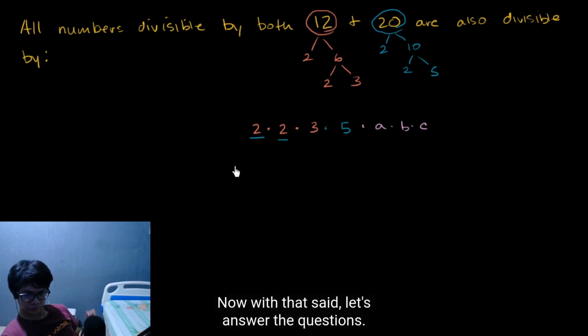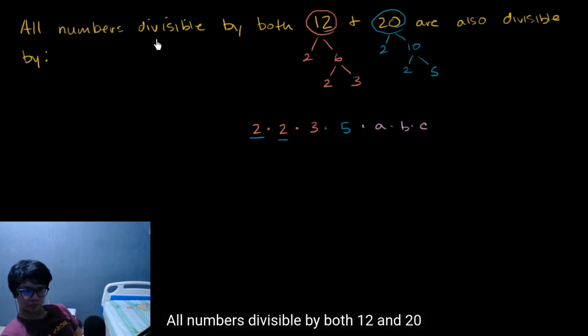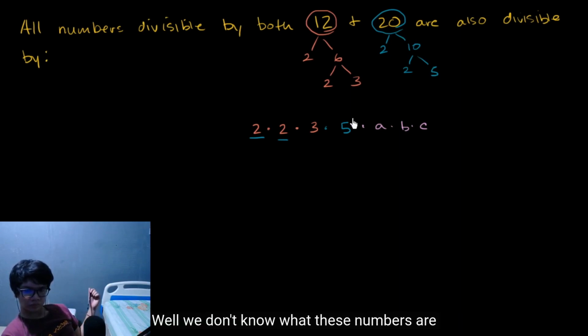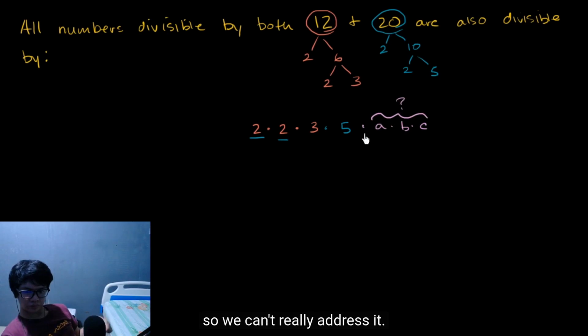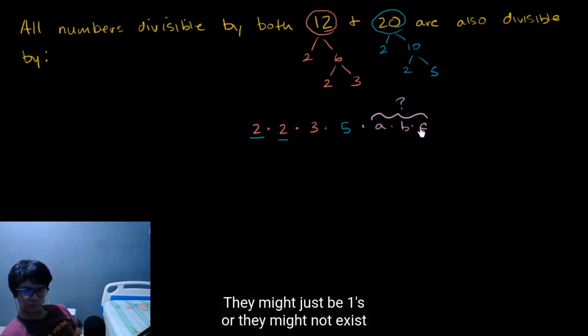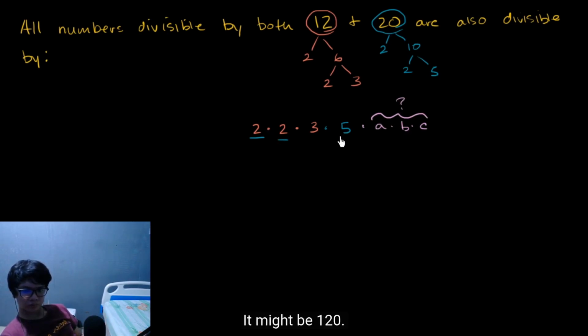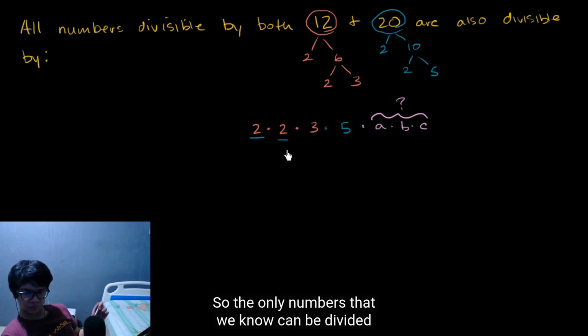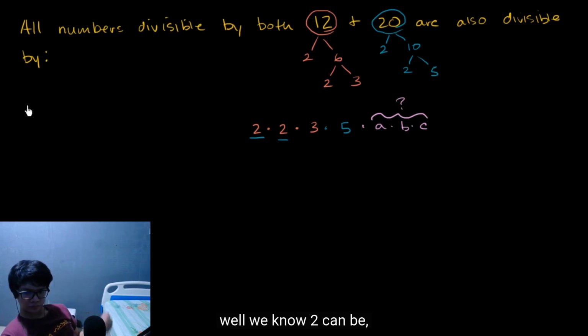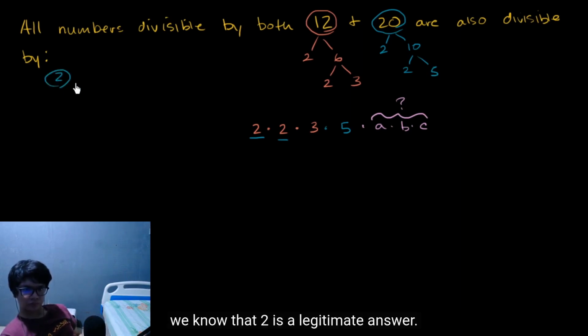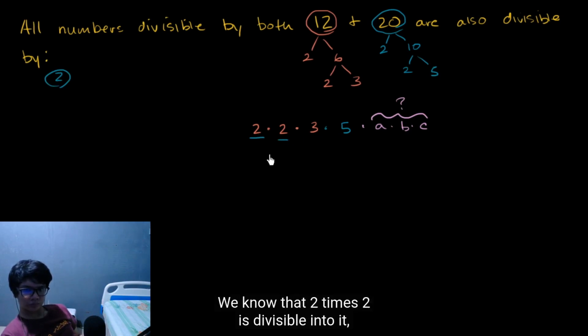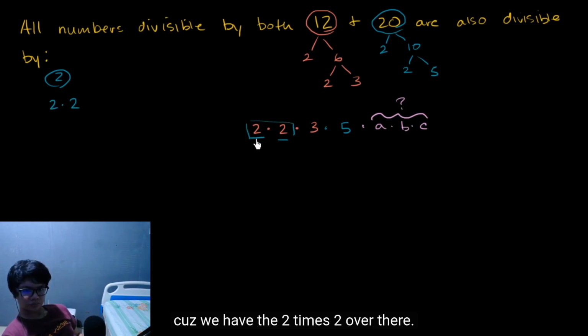Now, with that said, let's answer the questions. All numbers divisible by both 12 and 20 are also divisible by, well, we don't know what these numbers are, so we can't really address it. They might just be ones, or they might not exist, because the number might be 60. It might be 120. Who knows what this number is? So the only numbers that we know can be divided into this number, well, we know 2 can be. We know that 2 is a legitimate answer. 2 is obviously divisible into 2 times 2 times 3 times 5. We know that 2 times 2 is divisible into it, because we have the 2 times 2 over there.